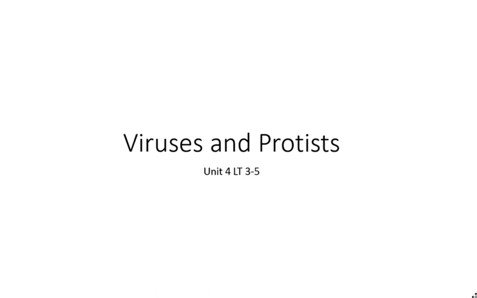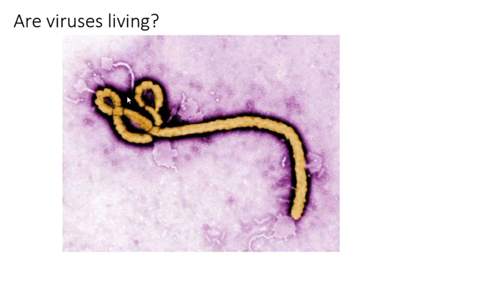This video is learning targets 3 through 5 of unit 4, talking about viruses and protists. So if we're talking about viruses, one of the big questions that often comes up is, are they alive? Well, a virus is nothing more than some proteins and some DNA that act as infectious agents.